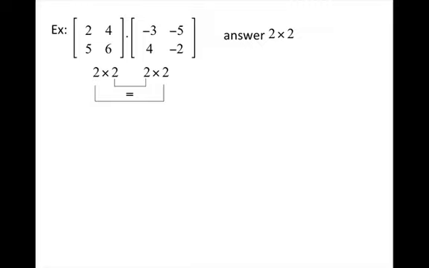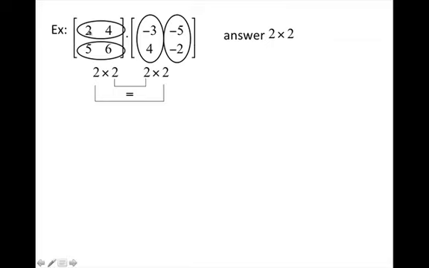So once I determine that these can be multiplied, I'm going to use the rows from the first matrix and the columns from the second matrix. To help me, I just circle the rows in the first matrix and I circle the columns in the second matrix. My first row has to be multiplied by each column. So I'm going to multiply row 1, column 1, and then row 1 by column 2. Then I have to multiply my second row by each column. So I'm going to multiply row 2 by column 1 and row 2 by column 2.